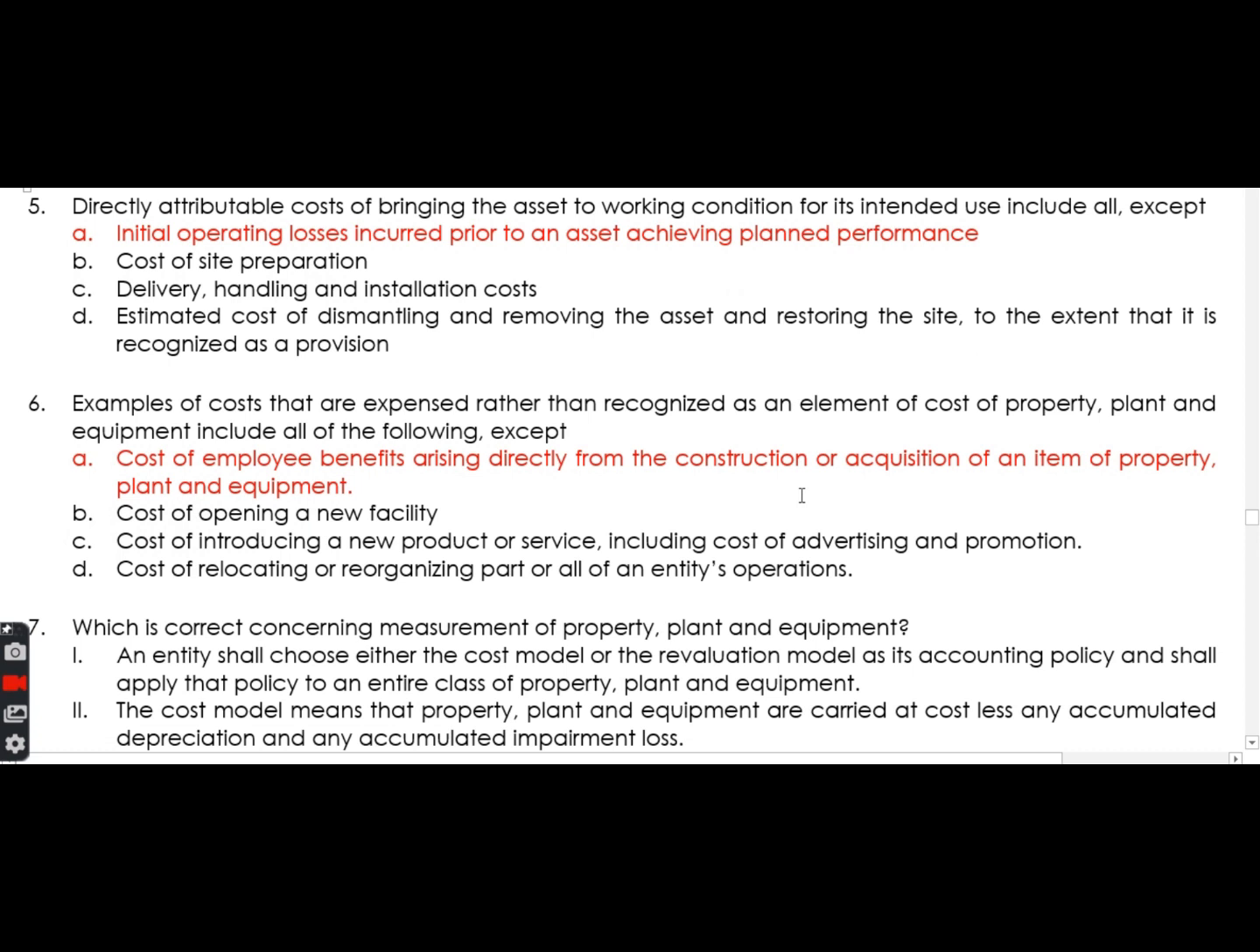Next, number 5. Directly attributable cost of bringing the asset to working condition for its intended use include all of the following except. Ano dyan ang hindi kasama sa directly attributable cost? Ang sagot ay letter A, because initial operating losses, including yung mga startup, abnormal wastages, yung mga ganyan, those are not capitalizable. So, yun na yung sagot natin dyan. Yung cost of site preparation, delivery handling, estimated cost of dismantling, lahat yan ay capitalizable cost. So basically, kung binasa mo yung standard, makukuha mo naman na yung sagot, letter A.